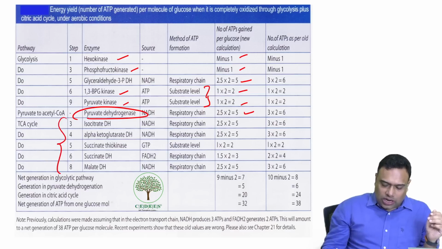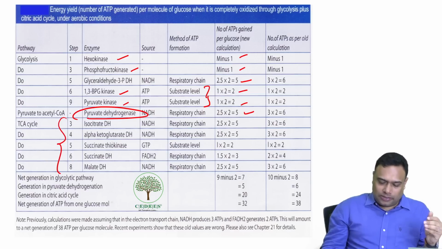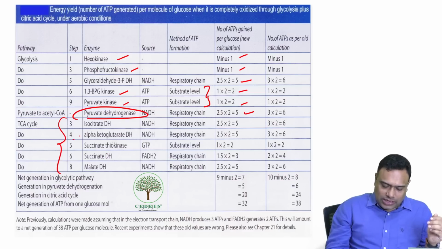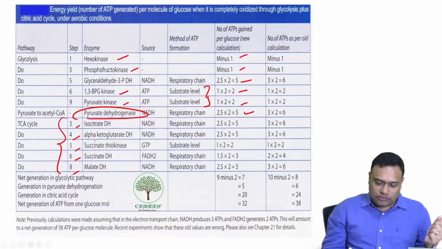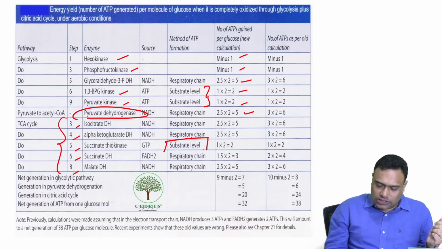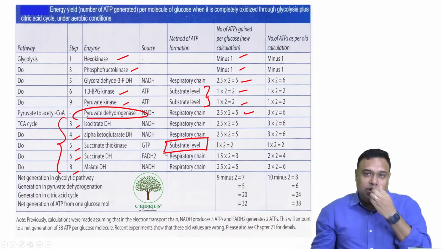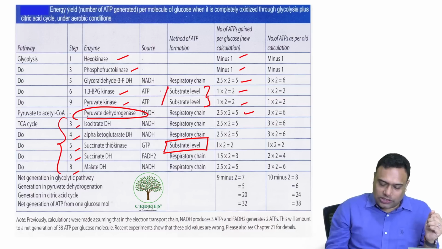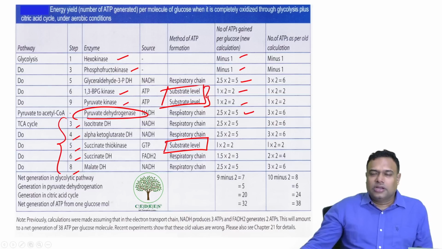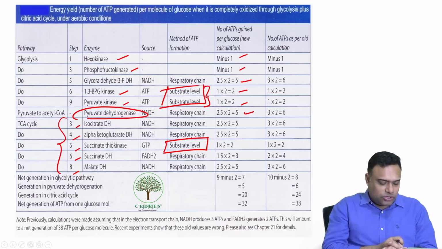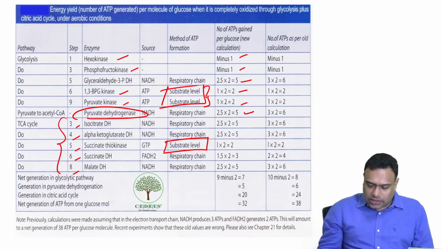All these are in your Krebs cycle, right? Alpha ketoglutarate dehydrogenase, malate dehydrogenase, isocitrate dehydrogenase, succinate dehydrogenase, and succinate thiokinase. I told you succinate thiokinase is the only substrate level phosphorylation in Krebs cycle, whereas in glycolysis you have 2 substrate level phosphorylations. So this makes a total of 32 ATPs.